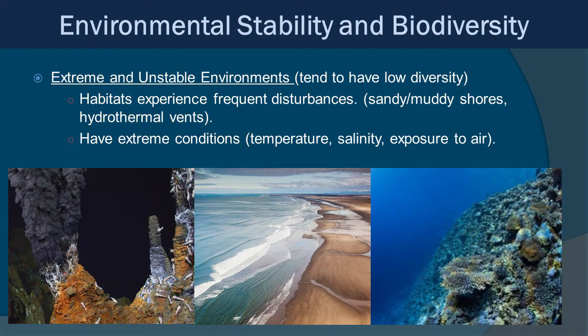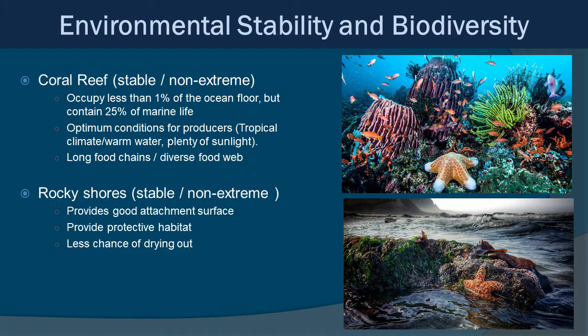Now, on the flip side, we have extreme and unstable environments, which tend to have very low diversity. These habitats experience frequent disturbances, so there's lots of change happening all the time. Examples are sandy shores, muddy shores, hydrothermal vents, and deep reef slopes. Now, they can have extreme conditions like hydrothermal vents, where you have extremes in temperature or salinity or exposure to air. There's a lot of different options here depending on what you're talking about. So let's look at some examples.